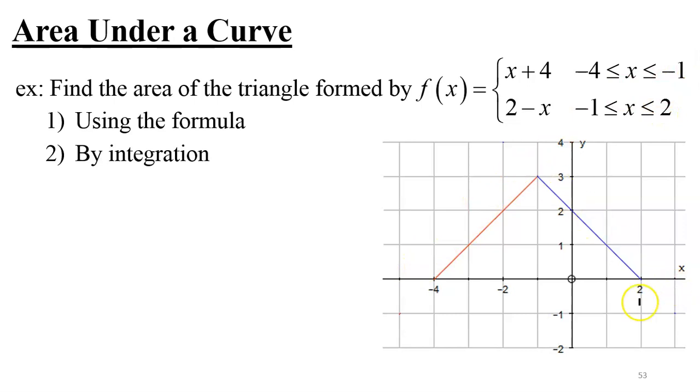Now, looking at the curve obtained by this piecewise function over the interval [-4, 2], between -4 and -1 we have graphed the line y equals x plus 4, but we only consider the part of it between -4 and -1. Then this is y equals 2 minus x, but we only consider the part of the line between -1 and 2. So over the interval [-4, 2], this is the curve formed by this piecewise function.